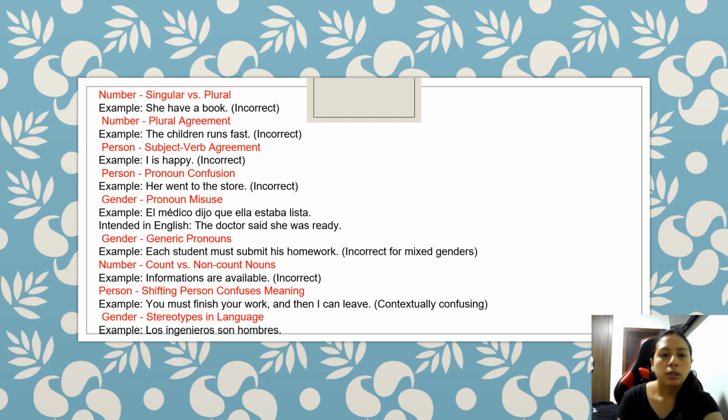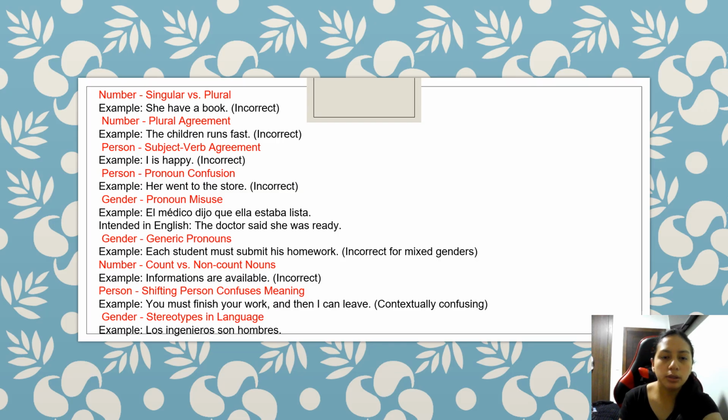The other example is a person, pronoun confusion. For example, "he went to the store." This is incorrect. The correct is "she went to the store." Incorrect pronouns confuse who is performing the action.